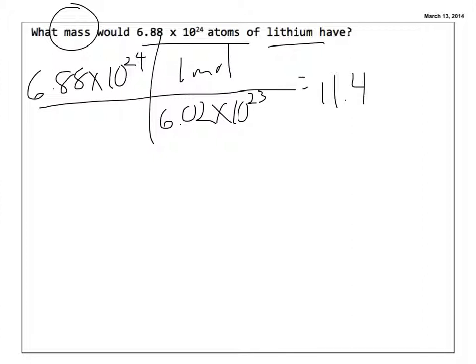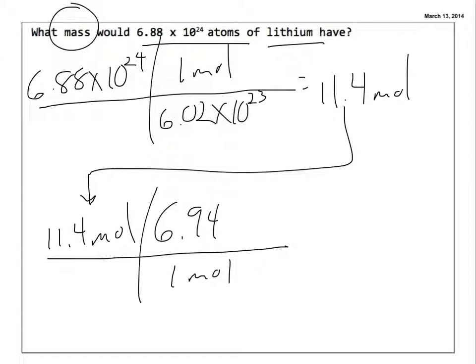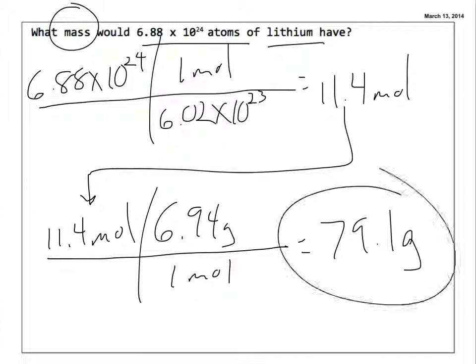11.4 moles. We take 11.4 moles as the starting point for our second conversion, because we want our answer to be grams, not moles. So 1 mole of lithium has a mass of 6.94 grams. Look that up on the periodic table. So we would do 11.4 moles times 6.94 grams per mole, and we get an answer of 79.1 grams. That's the final answer. And the number we started with had 3 significant figures, so our answer can have 3 significant figures.